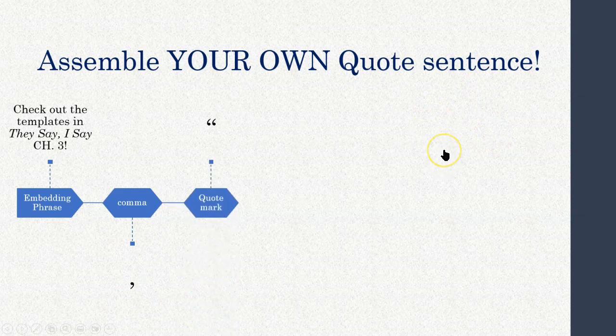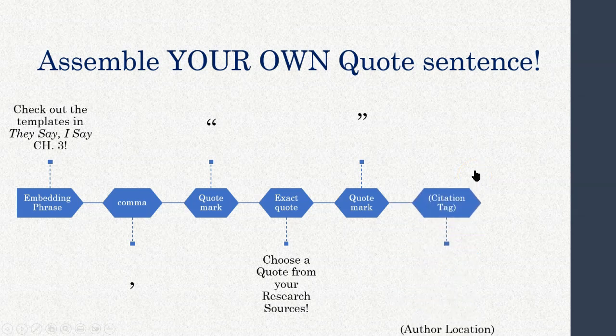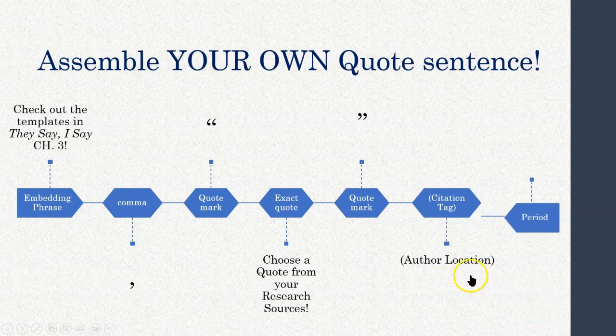Next, you'll open the quotation marks, copy down a quote, close those quotation marks, no punctuation yet, add a citation tag. Maybe you didn't grab the location when you were taking notes, so you may need to go back and grab the location, whether you need to count the paragraph or check the timestamp. And then finally, give yourself a period so you know you're done.